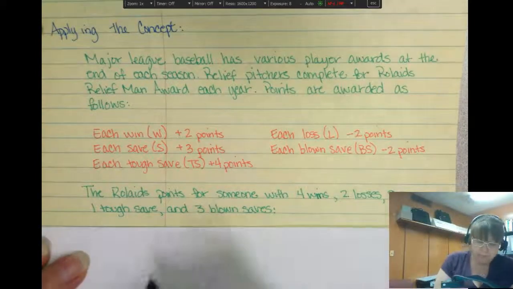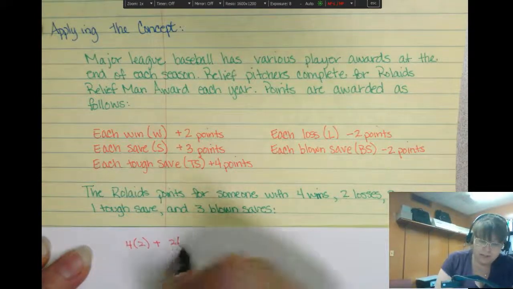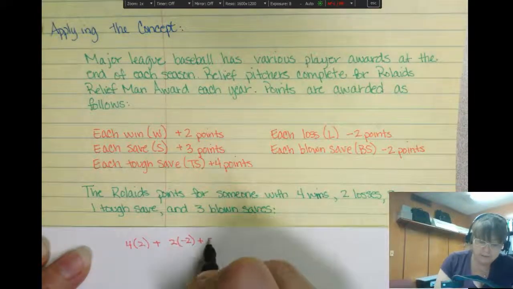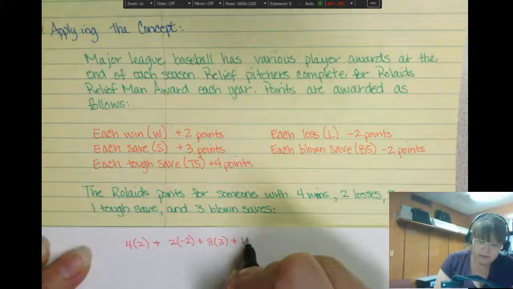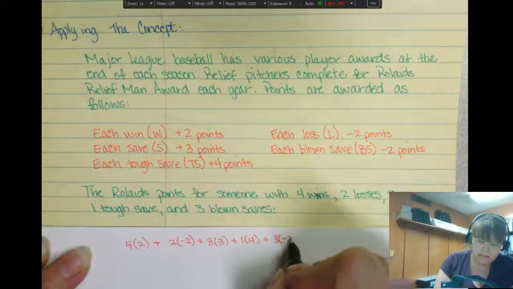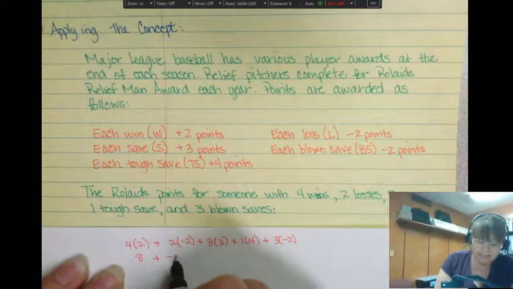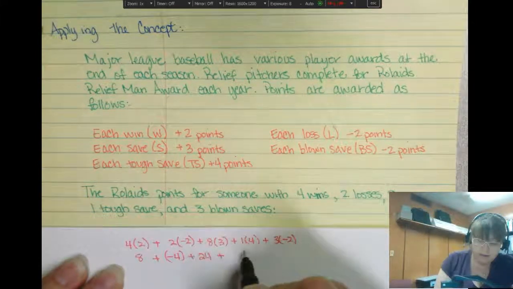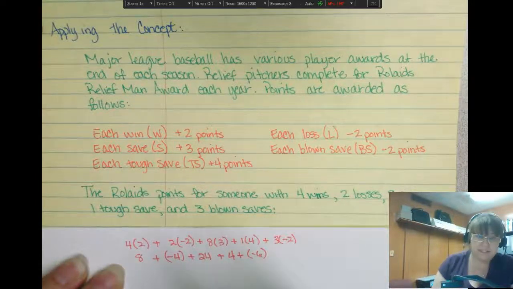So 4 wins, 4 times 2, plus 2 losses, which is 2 times -2, plus 8 saves, 8 times 3, plus 1 tough save, 1 times 4, plus 3 blown saves, 3 times -2. 4 times 2 is 8. 2 times -2 is -4. 8 times 3 is 24. 1 times 4 is 4. And 3 times -2 is -6.